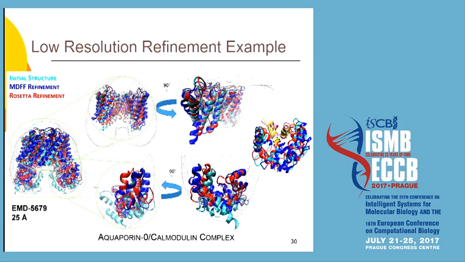At this resolution, obviously you see the domain motions, and one of the alpha helices was almost outside of the EM map. So if you run the model refinement methods, it will be pushed into the envelope. You see significant changes in the structure if you run the MDFF or Rosetta refinement.